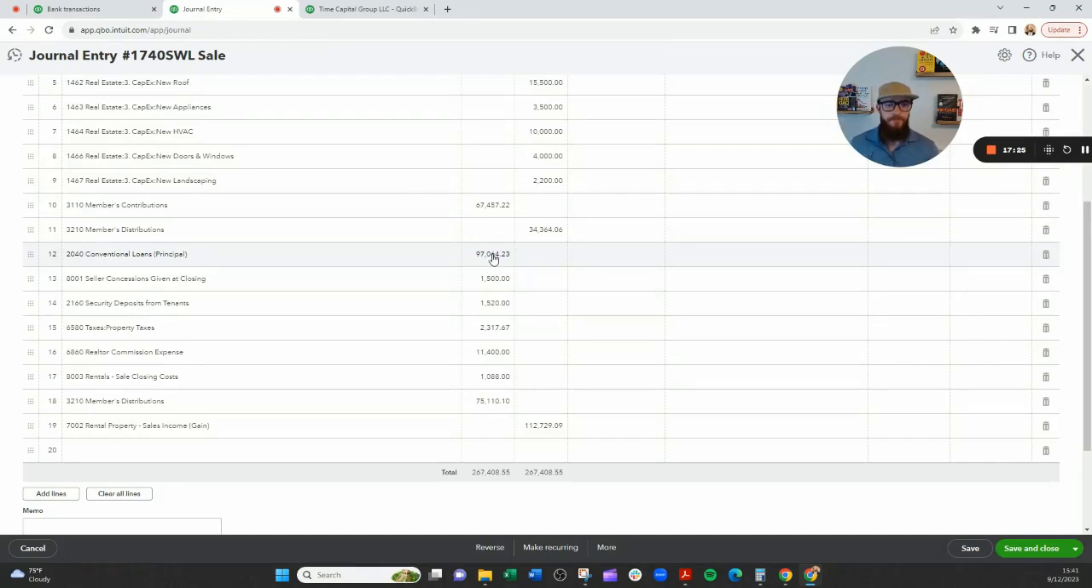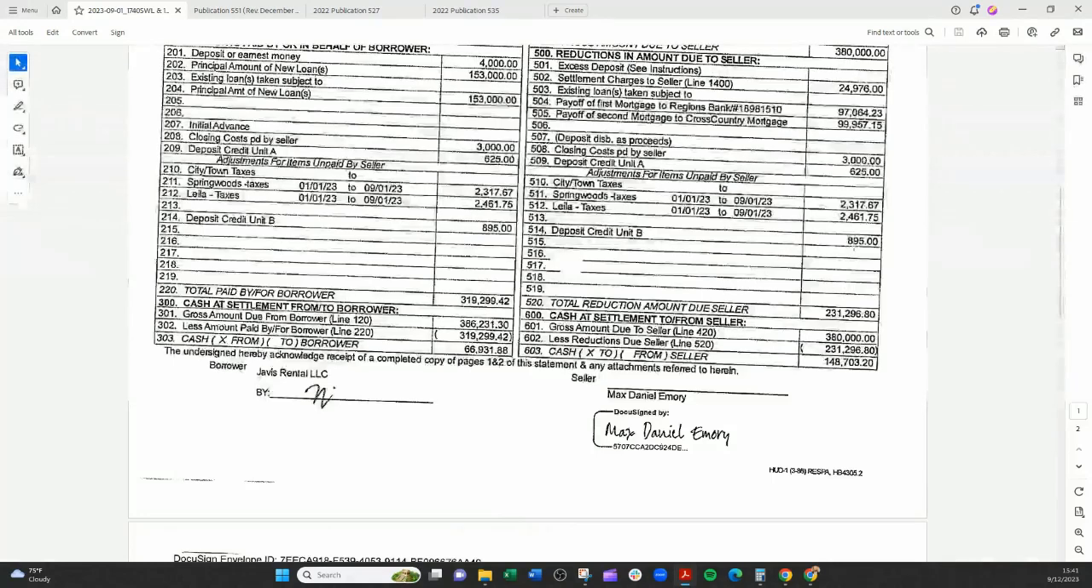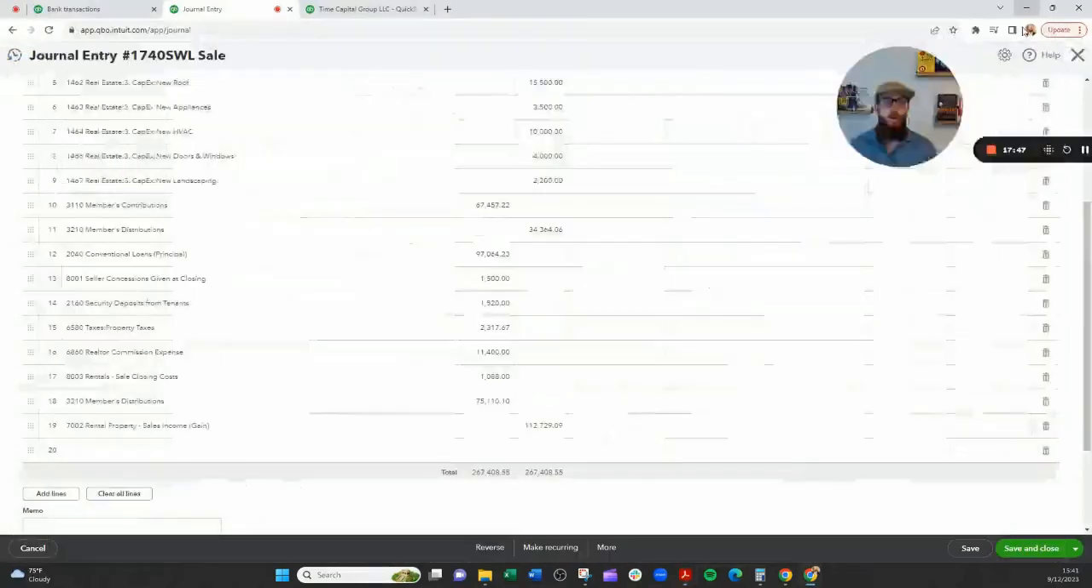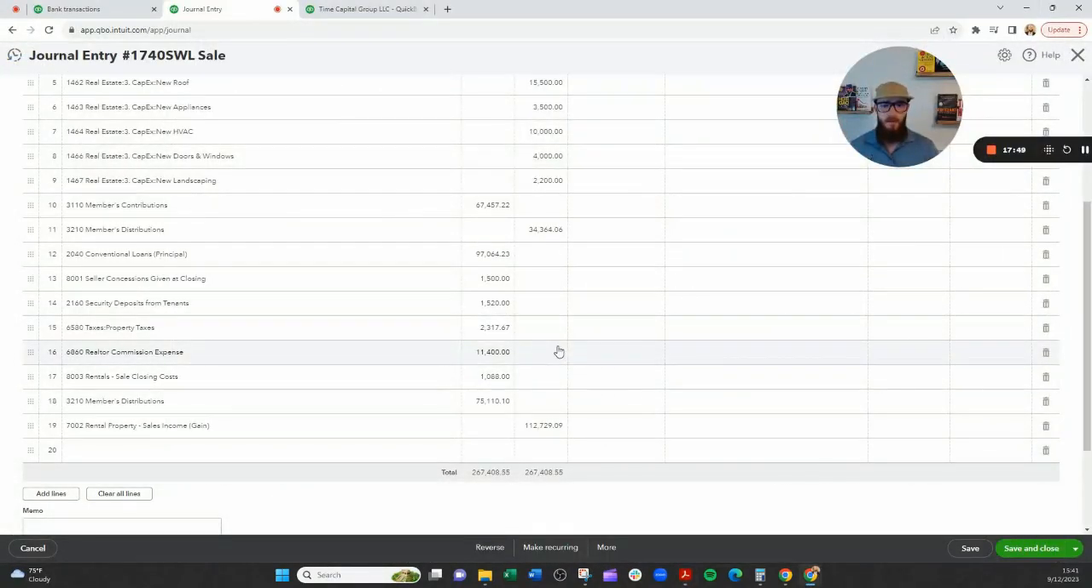All right. Seller concessions given at closing. That's that seller credit to the buyer of $1,500. This is an expense account. Security deposits from tenants. Remember, we are transferring $895 plus $625 worth of tenant security deposits over to the buyer. And so that is a liability account, and we are debiting the liability account to bring that to zero.